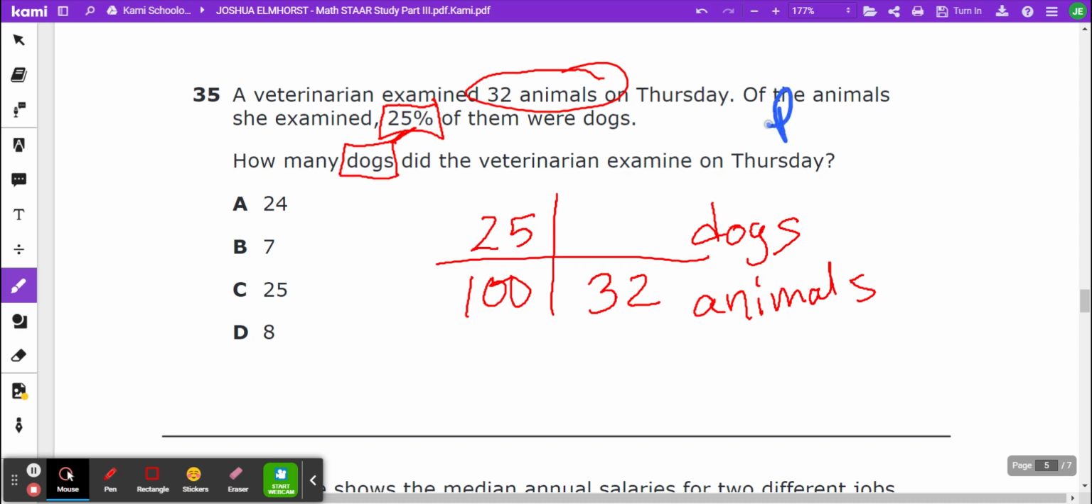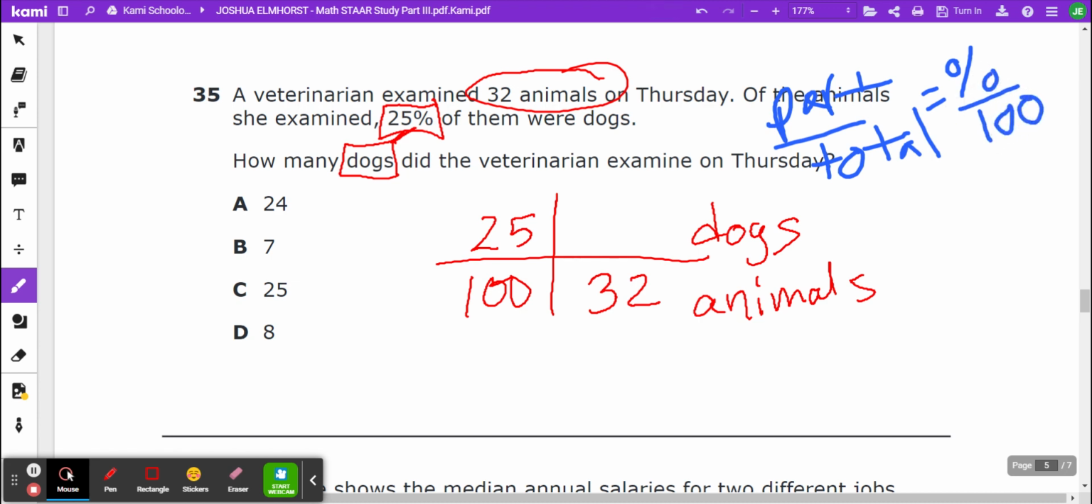So this is a part to total question. As soon as you see the percent and then the given part, and then percent over 100. So here's your percent. Percent goes over 100. And it says the veteran examined 32 animals, and that is the total. So you can multiply and then divide by 100 to find the missing part over here.